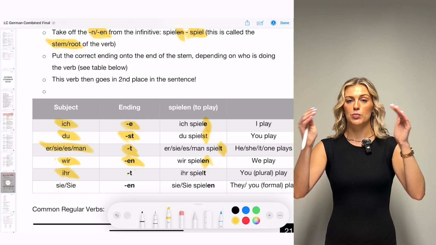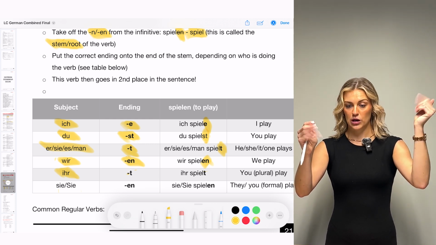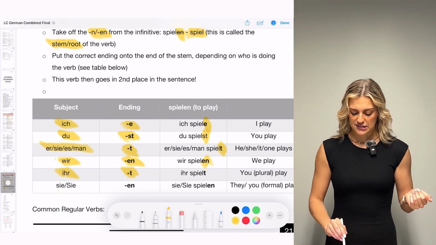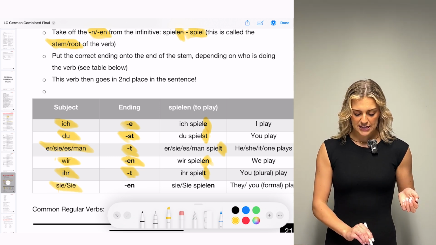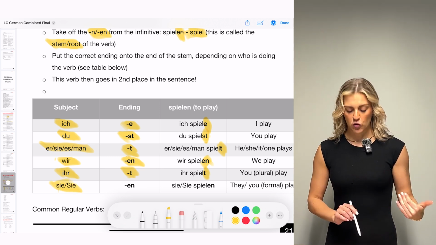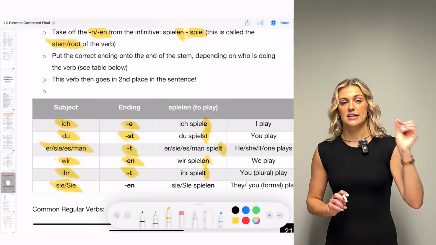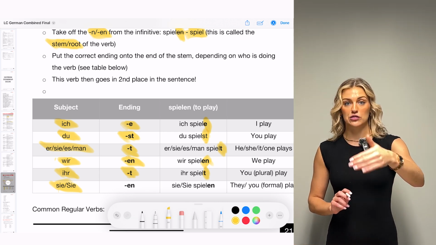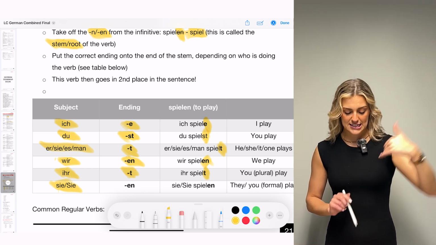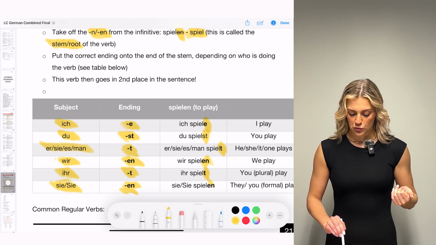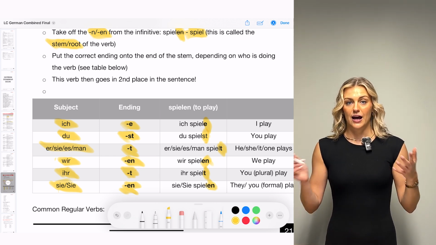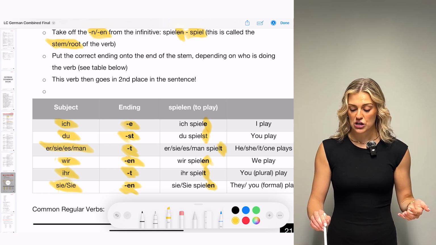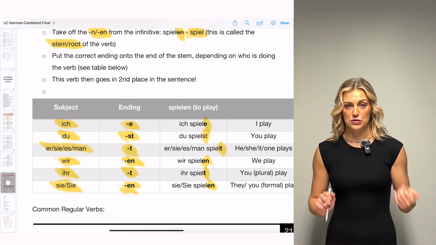If you're talking to more than one person, you will use ihr, you plural, okay? And the ending for that is t, ihr spielt. Then we have sie and Sie, they and you formal. So you formal, Sie with a capital S, is used, remember, when we're talking to an adult or somebody that we don't know or in a formal setting. We add on en for both of those. Sie spielen, they play, Sie spielen, you formal play. And that is it. That is how we put any regular verb into the present tense.